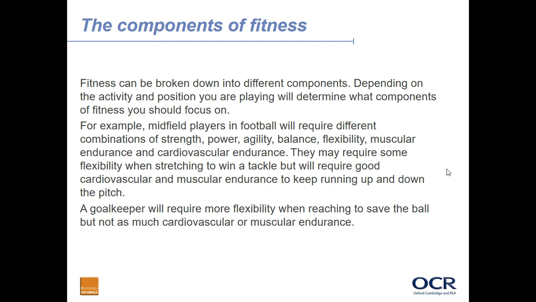They could be a goalkeeper in the game of football. They could be the centre in netball. They could be a right wing in hockey. You make that decision, and then you've got to start making everything specific and relevant to that person and their position. So let's just have a look at an example. You've got lots of different components: strength, power, agility, balance, etc. Now, they may require some flexibility as a football player when stretching to win a tackle, but will require good cardiovascular and muscular endurance to keep running up and down the pitch. A goalkeeper will require more flexibility when reaching to save the ball, but maybe not as much cardiovascular or muscular endurance because they're not running around as much as a central midfield player would be.